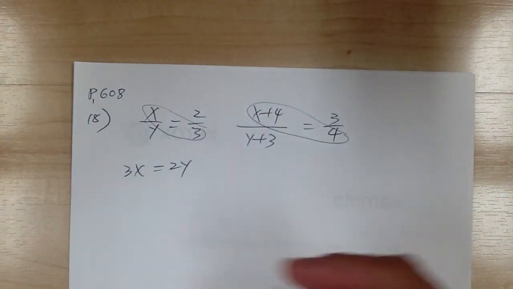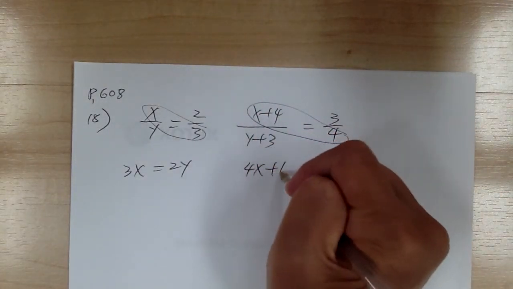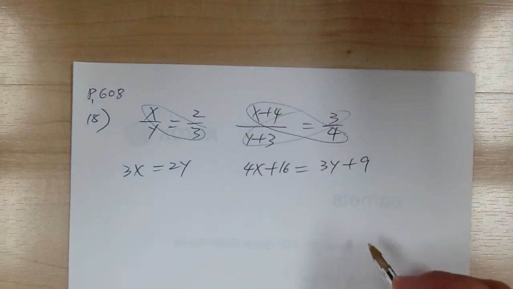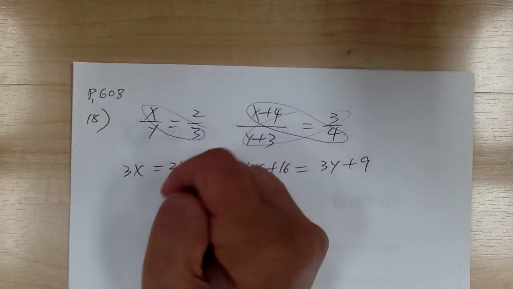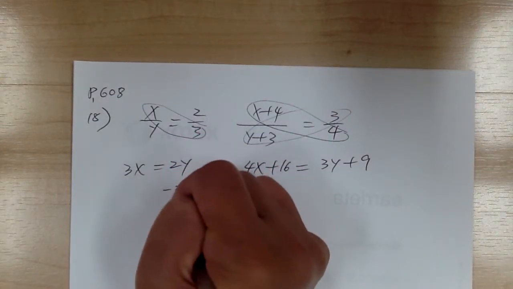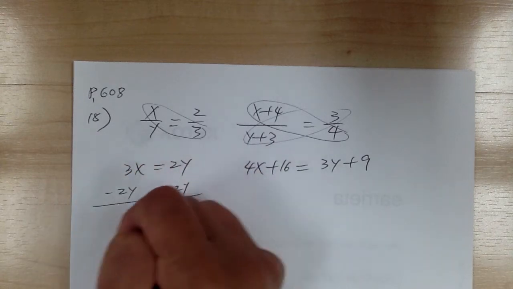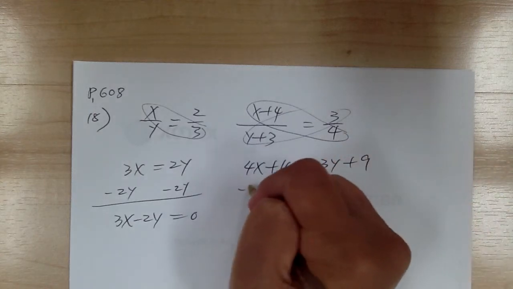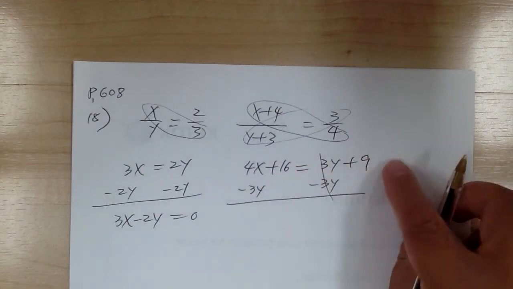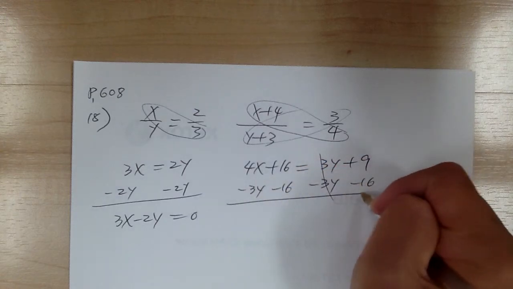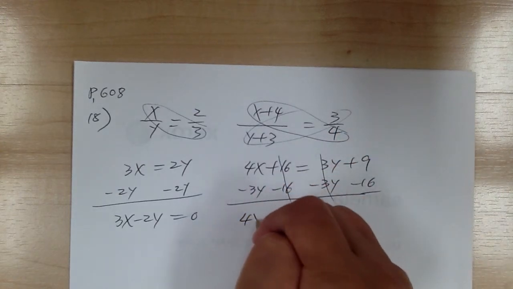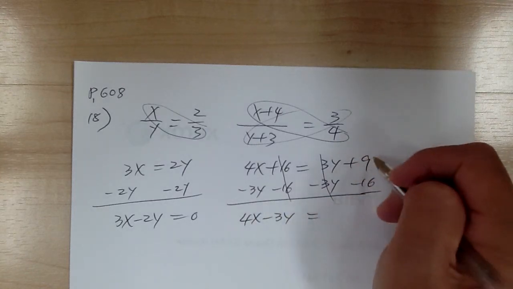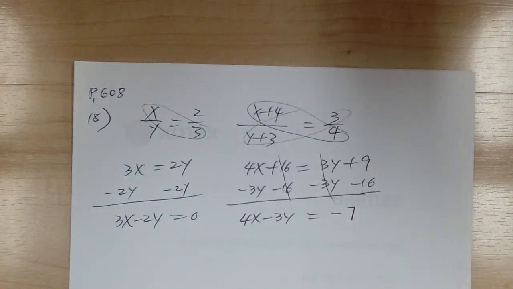Again, I always put the x on the left hand side. So you got 4x plus 16 equal to 3y plus 9. I cross multiply, so that's going to make everything all nice in standard form. So minus 2y on both sides. So you got 3x minus 2y equal to 0. This one I'm going to minus 3y, so this will cancel out. And I move the number to this side, so minus 16 on both sides. So this cancels out. So I got 4x minus 3y equal to, opposite sign, you have to subtract the numbers, so it would be 7 and be negative.